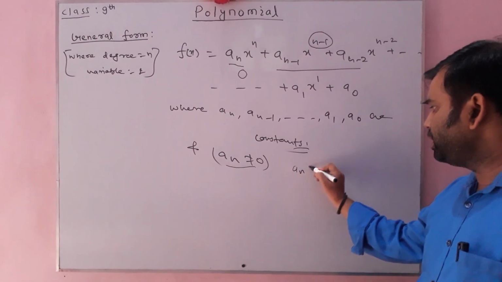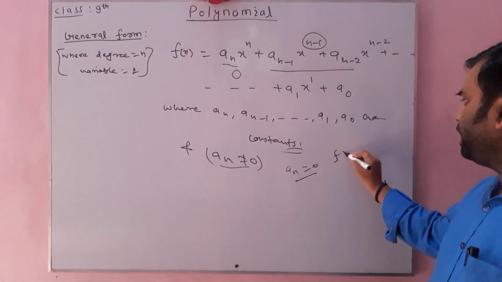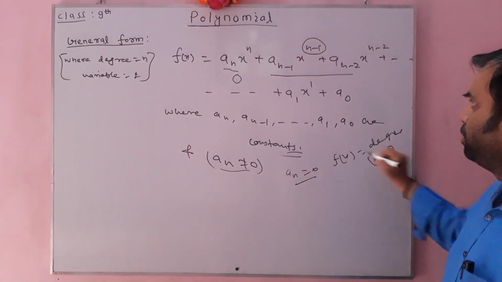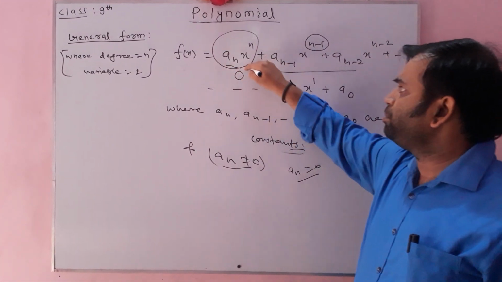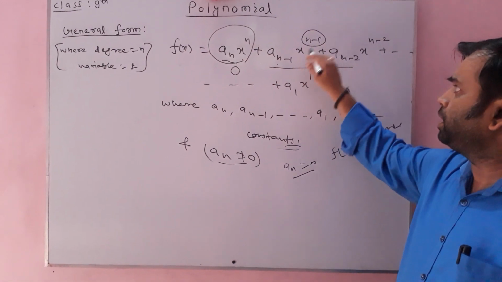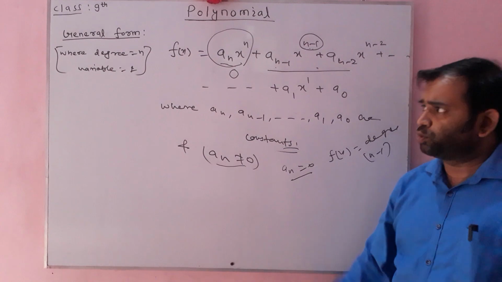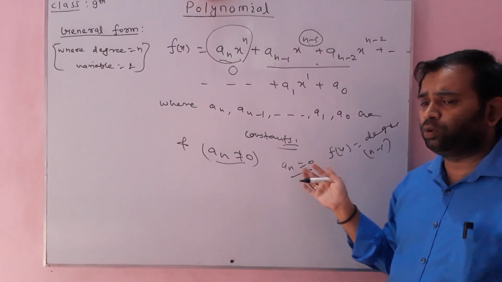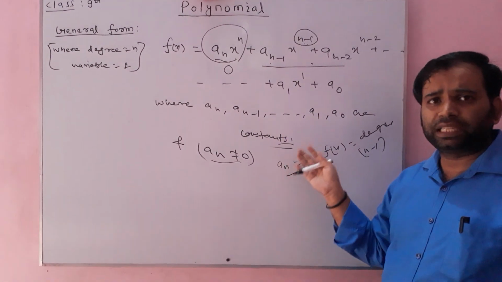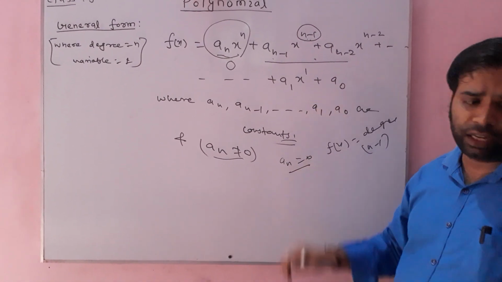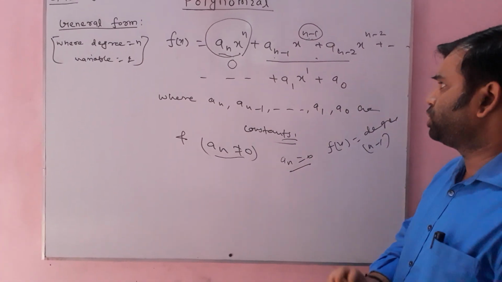If a_n is equal to 0, then f(x) has degree n minus 1, because this term would be eliminated. So we will start from here, and that would be the maximum degree, the maximum exponent. So this is the general form. Now I will give some examples. I will put those expressions into the general form. So just see here.